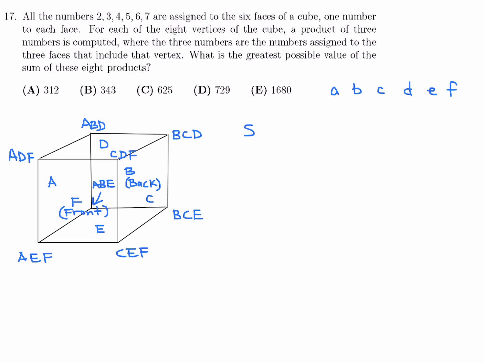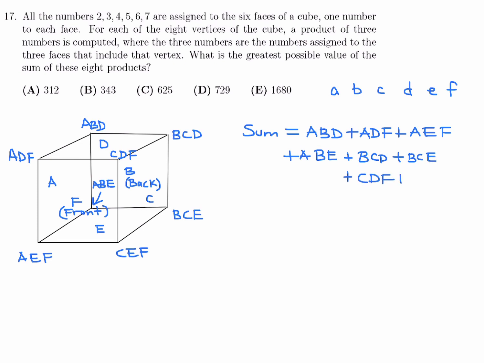All right, now we've got to calculate the sum. The sum is all of those together. So we've got ABD plus ADF plus AEF plus ABE plus BCD plus BCE plus CDF, and one last one, CEF.